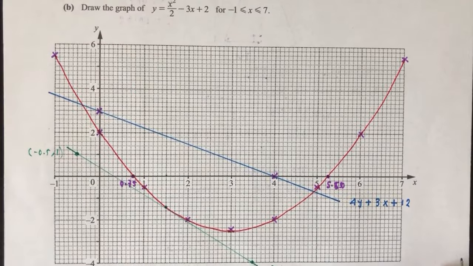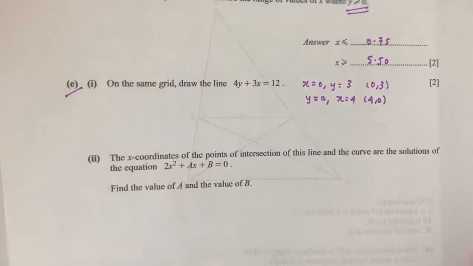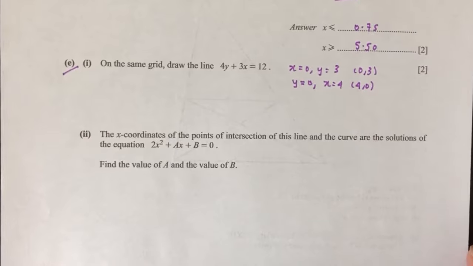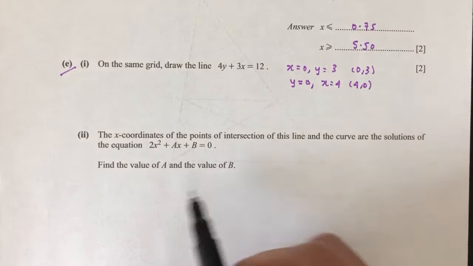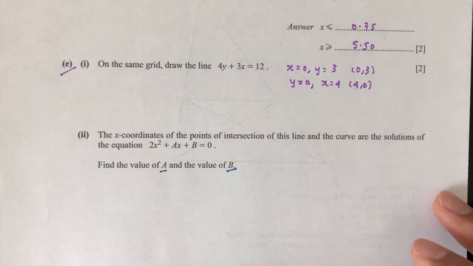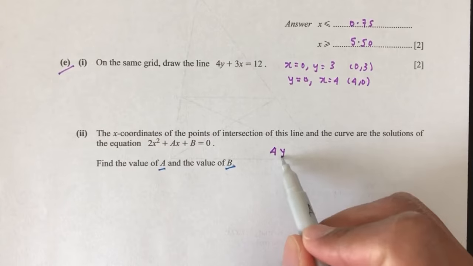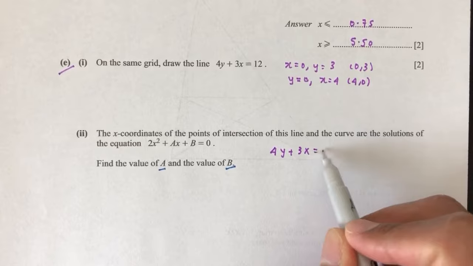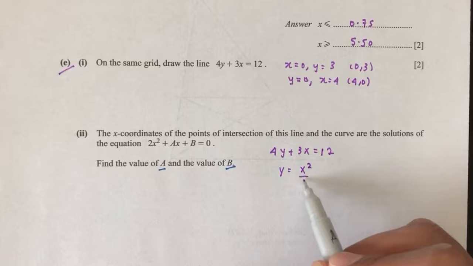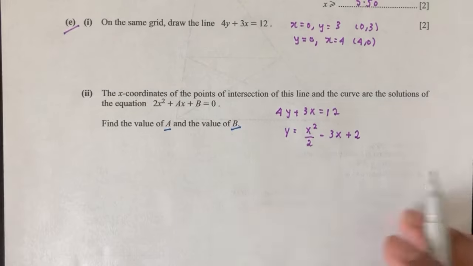Okay. Now the question is, the x coordinates of the point of intersection of this line and the curve are the solutions of this equation, right? Find the value of a and the value of b. So let's do that. So how do you find the two values? So we have this equation, which is 4y plus 3x equal to 12, and the main equation will be y equal to x squared over 2 minus 3x plus 2. So replace the value of y.